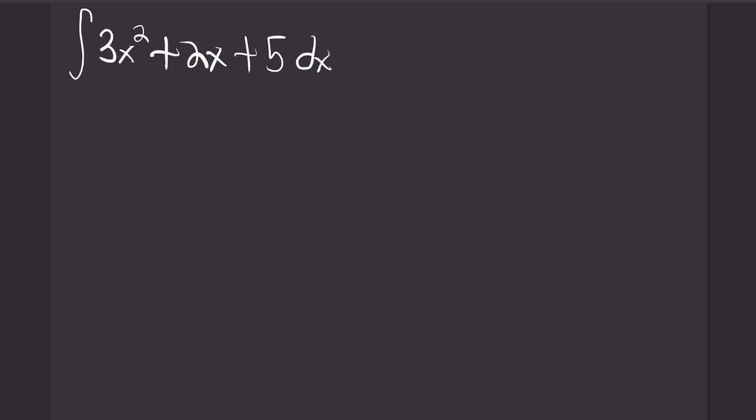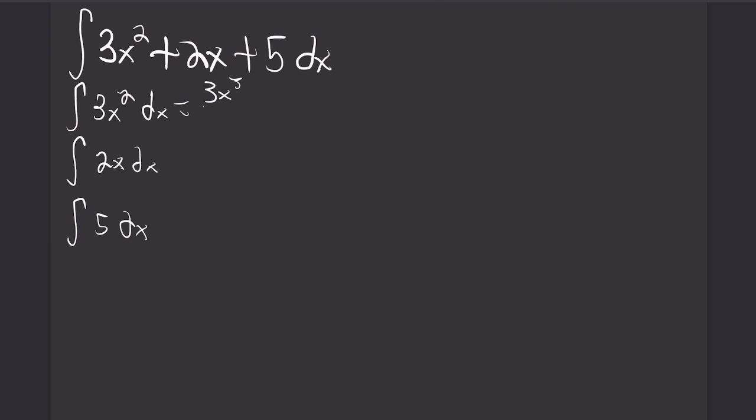Okay, let's try another example. What do you think we do when we have multiple expressions in the integral? Well, we can just break them up. So we have the integral of 3x squared with respect to x, and the integral of 2x with respect to x, and the integral of 5 with respect to x. We can apply the power rule for this one and say it's 3x cubed over 3. These 3's will cancel, leaving us with x cubed plus c.